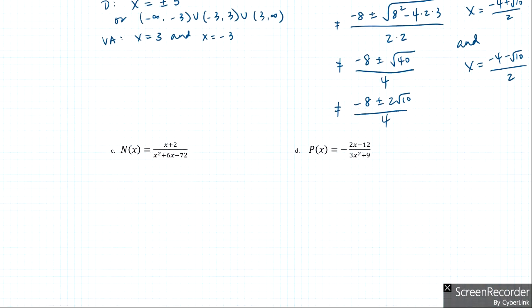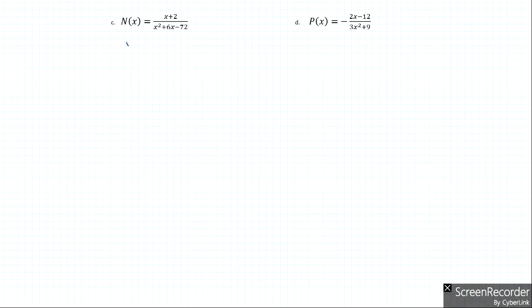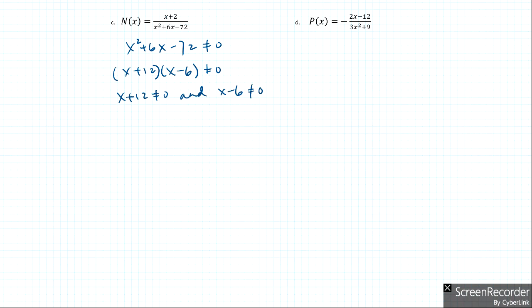Moving on to part C, we want to do a similar strategy by starting off with denominator not equal to 0. X squared plus 6x minus 72 cannot be equal to 0. And again, we want to think about whether factoring works. In this case, it should. And we would get x plus 12 times x minus 6, because 12 and negative 6 multiply to be negative 72, and 12 plus negative 6 gives us positive 6 as a sum. So we want this to be non-zero, so x plus 12 doesn't equal to 0, and x minus 6 doesn't equal to 0. Make sure you use and over here as a condition. So x doesn't equal to negative 12, and x doesn't equal to 6.